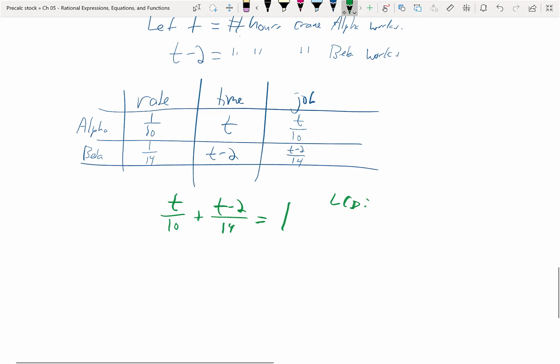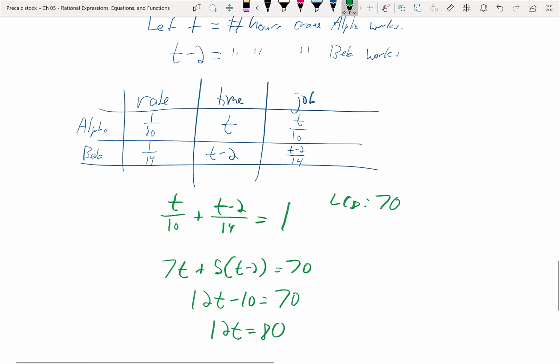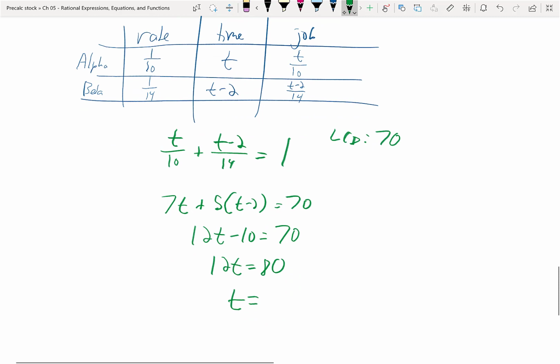So the LCD here would be 10 and 14. That would actually be not 140, it would be 70. And 70 times the left side would be 7t plus 5 times t minus 2 is equal to 70. Simplify the left side, I get 12t minus 10 is equal to 70, or 12t is equal to 80, or t would be equal to, so divide both of those by 4, I would get 20 over 3, or 6 2/3 hours.